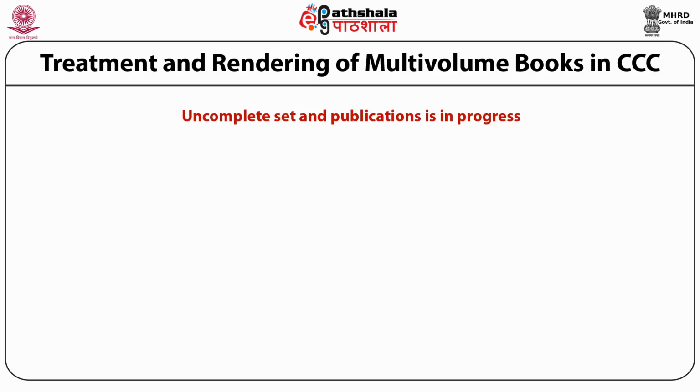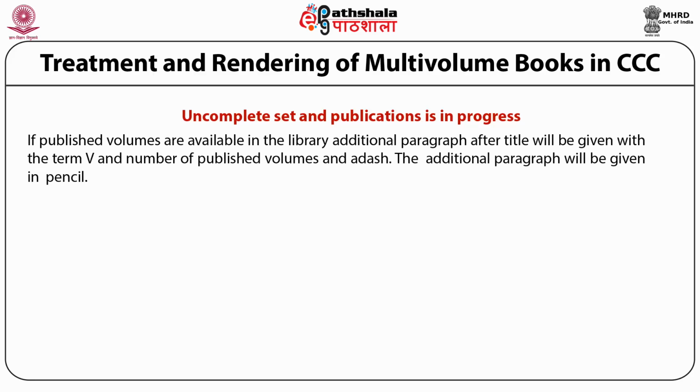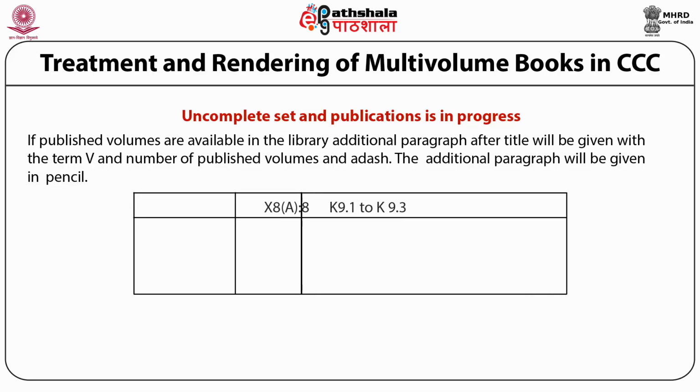Incomplete set and publication is in progress. If published volumes are available in the library, additional paragraph after title will be given with the term V and number of published volumes and a dash. The additional paragraph will be given in pencil, and you are shown the catalog entry of this book. In catalog entry, in call number section, class number and book number are shown, and after book number, dash indicates that the book is in progress.